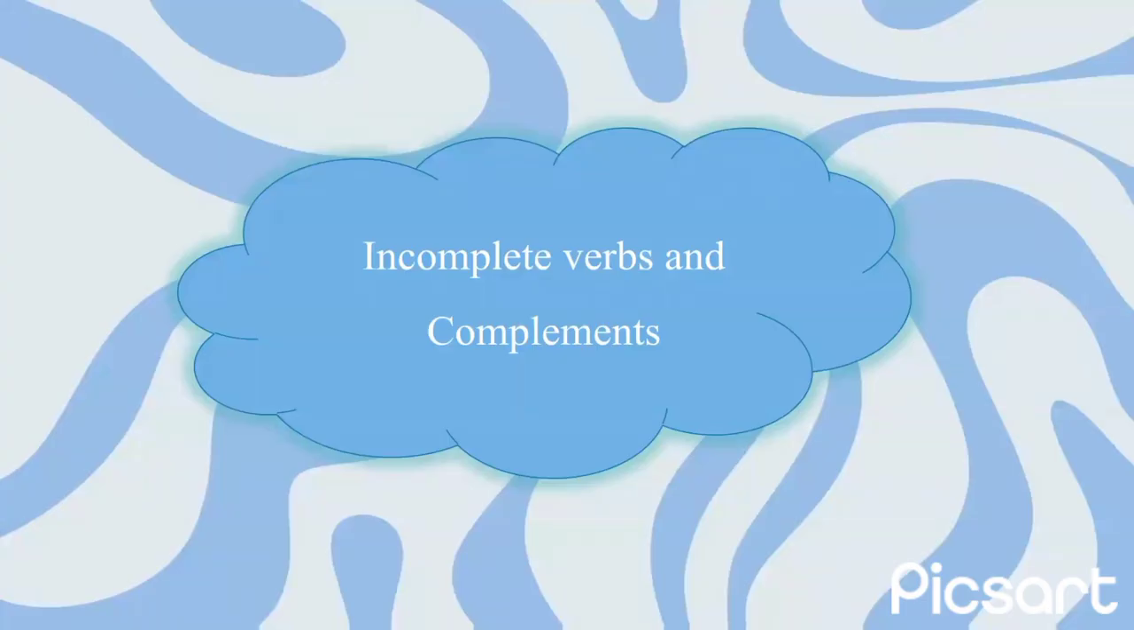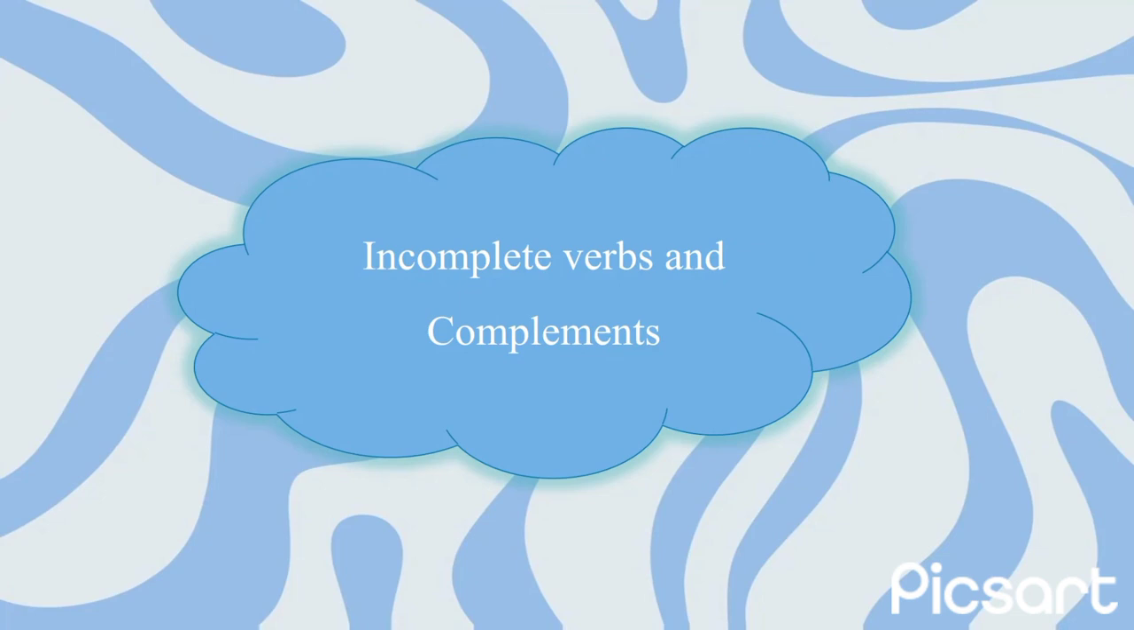Incomplete verbs, also known as linking verbs or copula verbs, are verbs that don't show action but instead link the subject to additional information about the subject. They require a complement to complete their meaning. Common examples of incomplete verbs include is, am, are, was, and were.